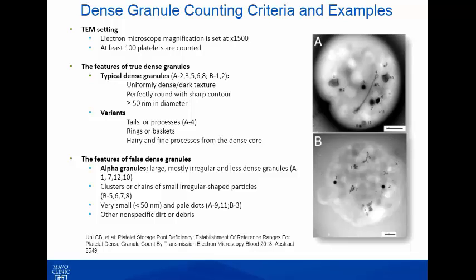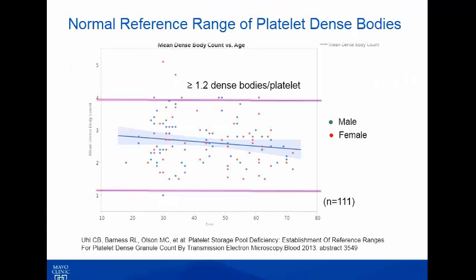The take-home message is that not every dark body under the EM is a dense granule. So that's for this criteria. And then we established the normal range. We recruited 111 donors with a balanced gender, and we determined the normal range cutoff to be 1.2 dense granules per platelet, after counting 100 to 200 platelets. We didn't observe any gender or age differences in dense granules in our normal donor population.